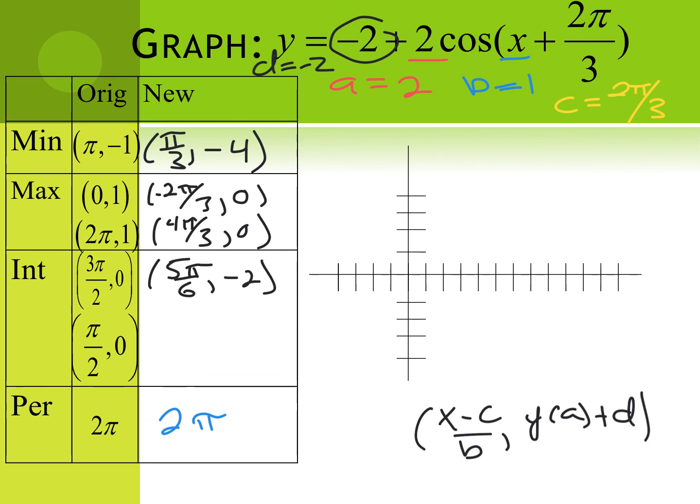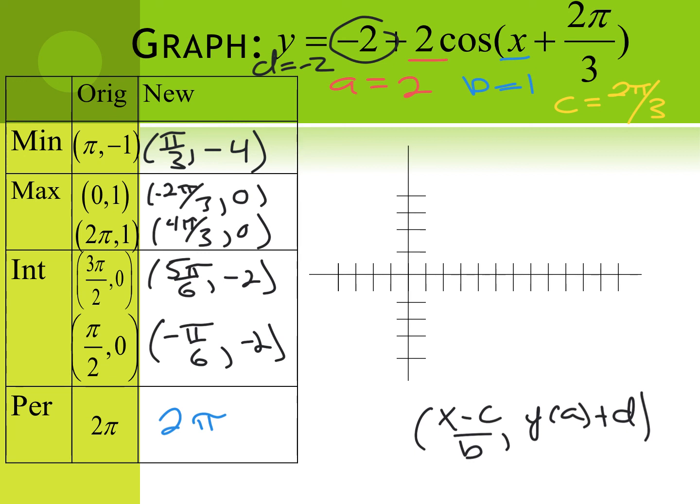For my second intercept, I'm going to have 3 pi over 6 minus 4 pi over 6, which ends up being negative pi over 6, comma negative 2 as well, because my intercepts have to have the same y value.